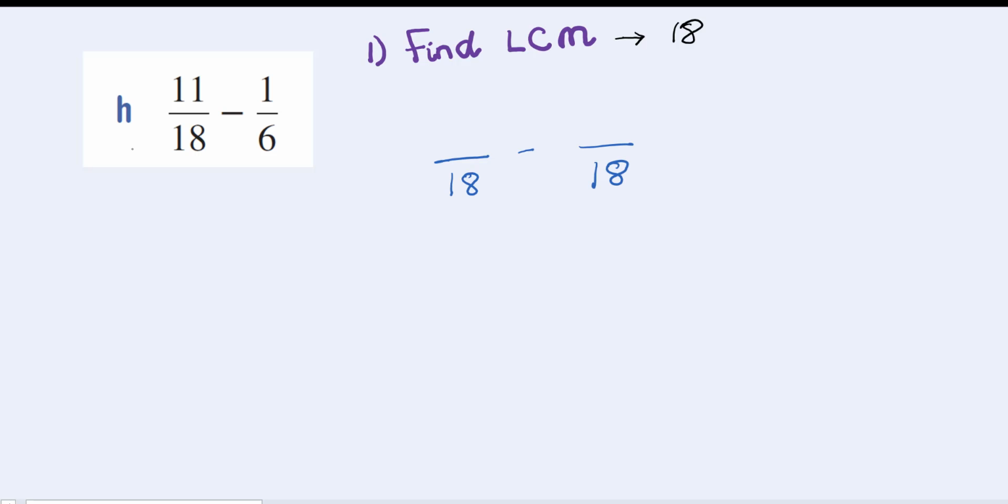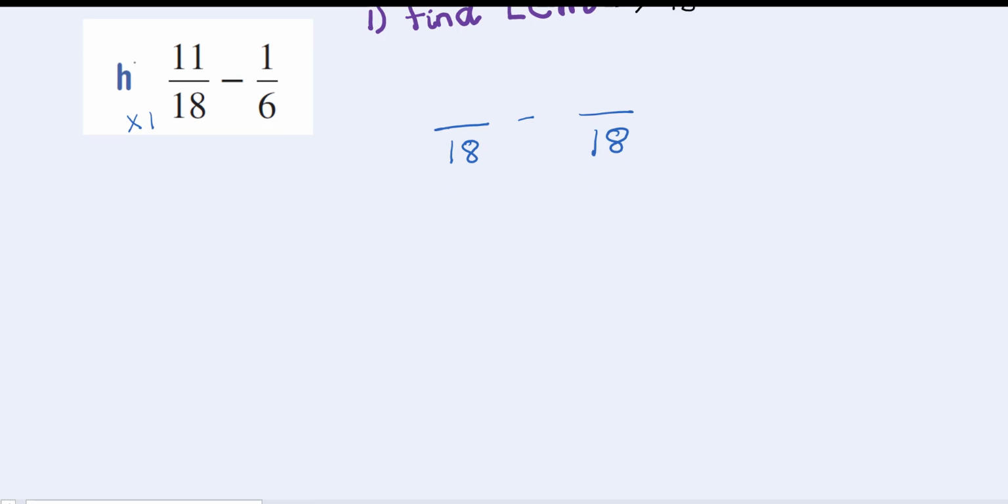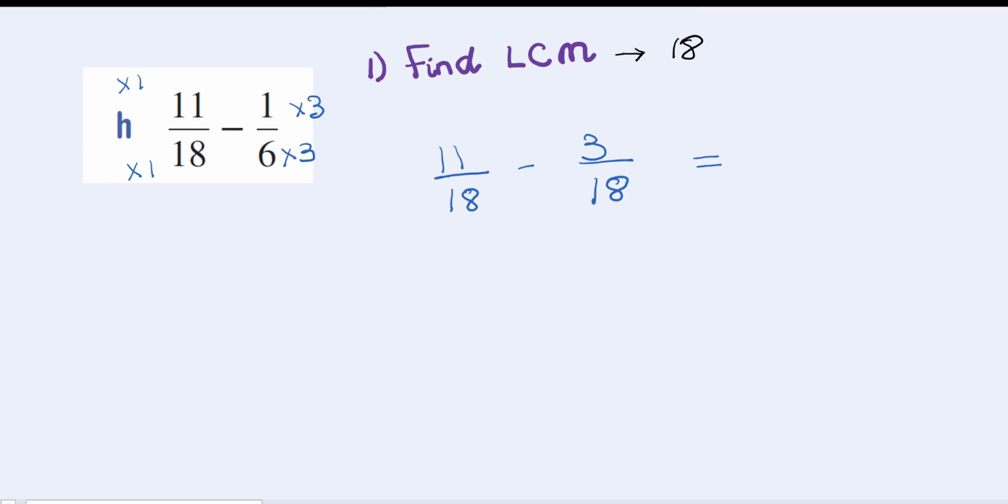Now again, whatever I do to the bottom of the fraction, I need to do that to the top. So I times 18 by 1, so I'm going to times 11 by 1. And I have times 6 by 3, so I'm going to multiply 1 by 3 as well. So what I get is 11 times 1 is 11, and 1 times 3 is 3. So now that I have the same denominator, I'm going to subtract. So I can subtract the top numbers. So I get 11 take away 3, which gives me 8/18.